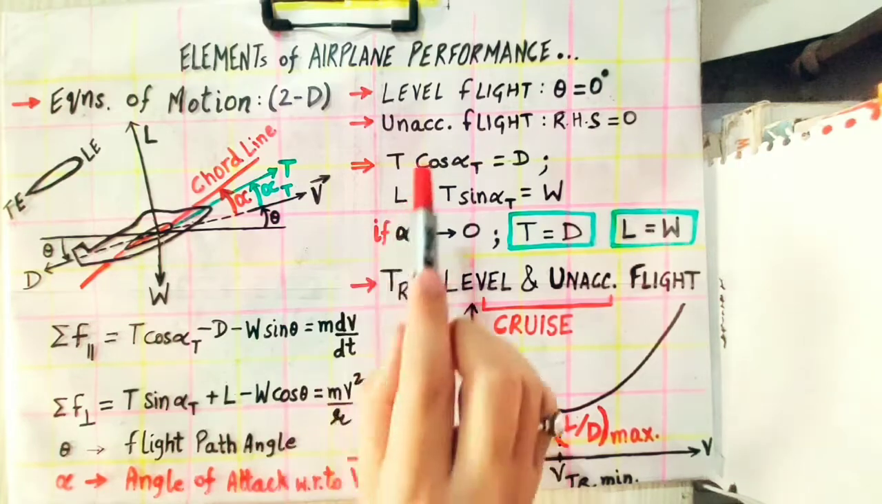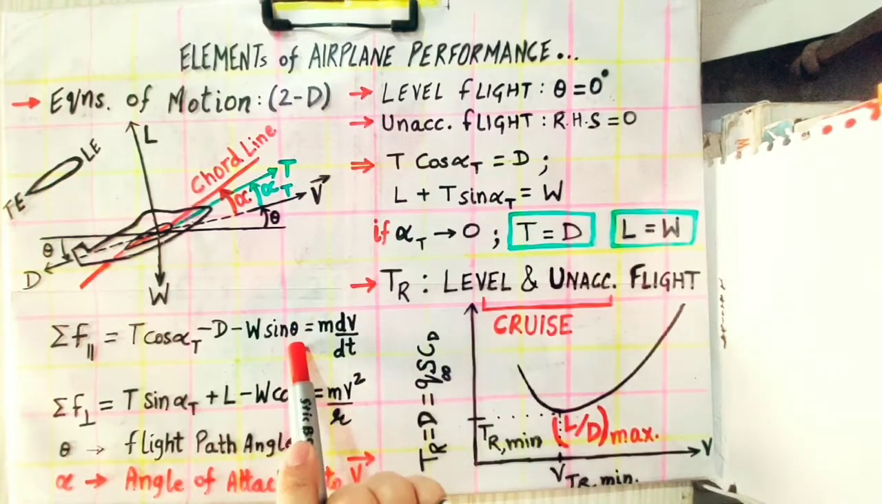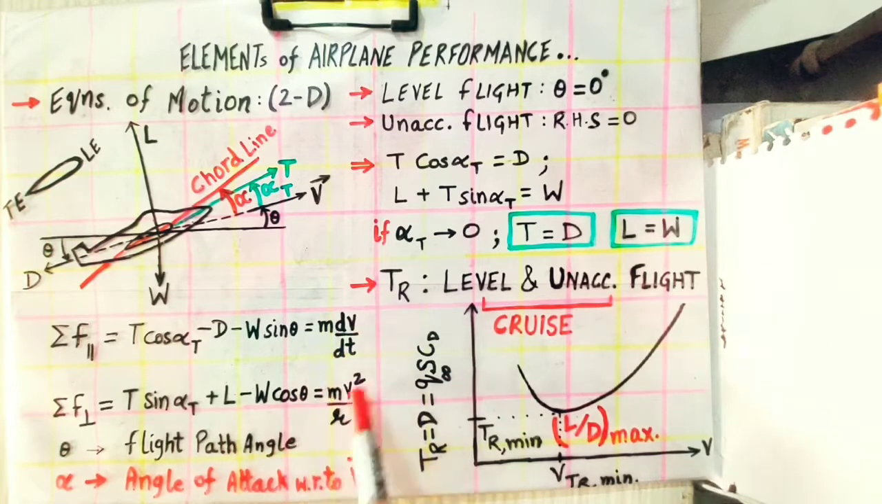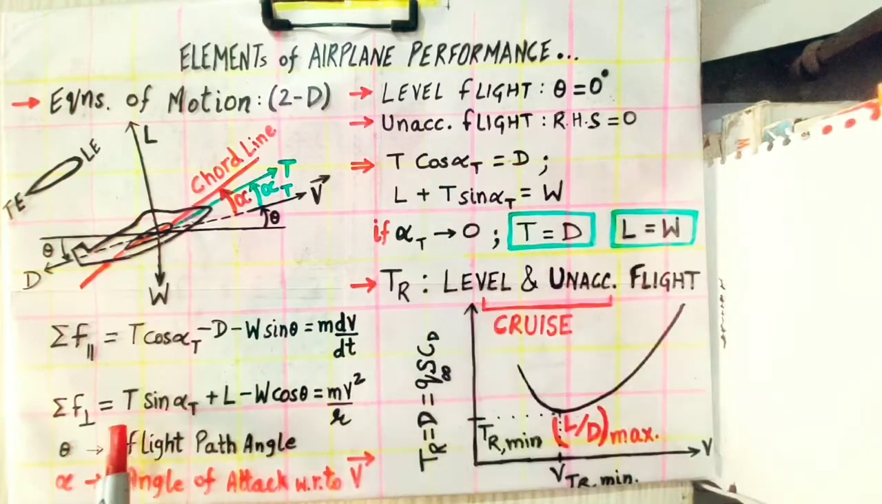So since we have level flight and unaccelerated flight, when we put theta equals 0 in both these equations and the right-hand terms are 0, this equation, T cos alpha_T minus D, will be equal to 0, which means T cos alpha_T equals D, and here T sin alpha_T plus L will be equal to W because this is equal to 0.